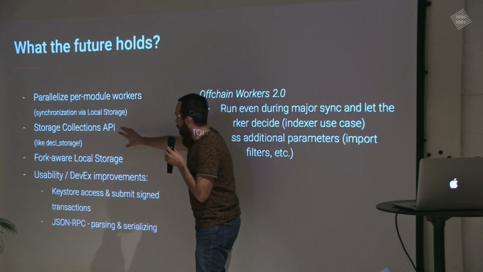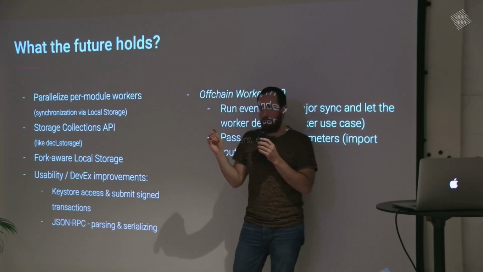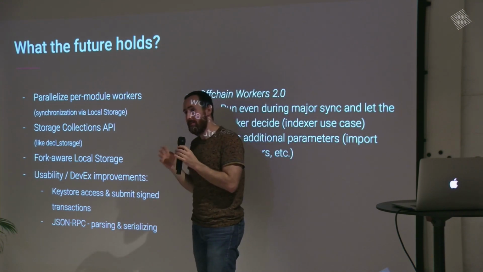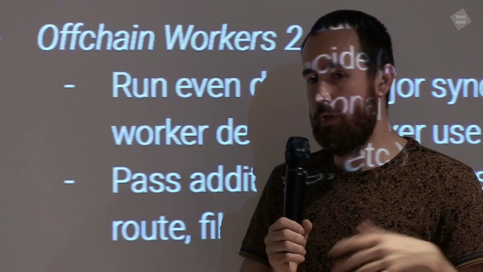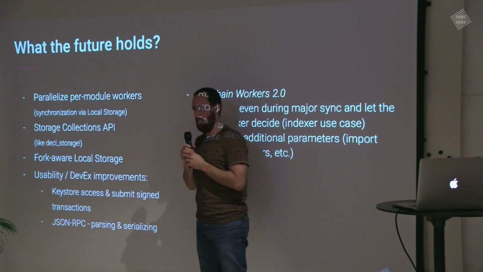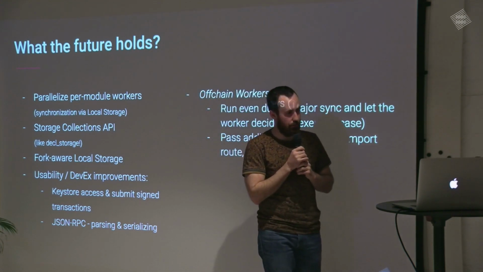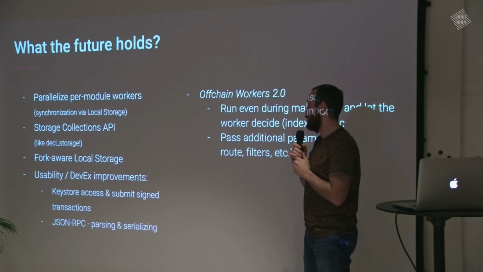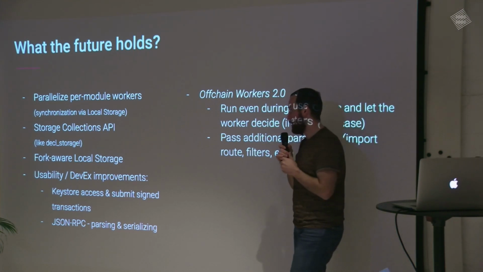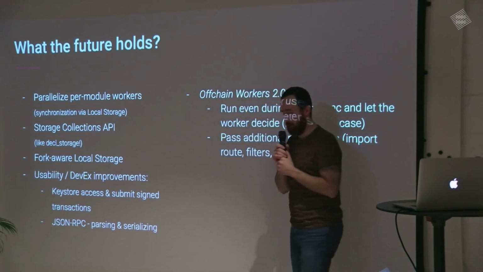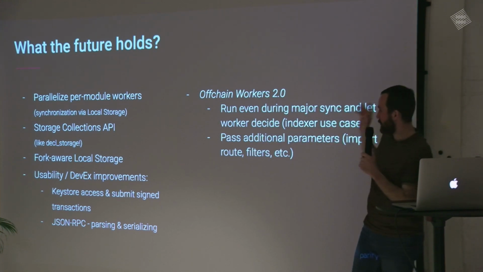Then there is a special database that Offchain Workers can use, and it's not the state. It's separate, only for Offchain Workers communication, and it doesn't have such a nice API as the state database has. We have the declare storage macro, and it might be a good idea to have something like that for Offchain Workers too. Yeah, and some additional improvements over there. So let me focus on the big things.